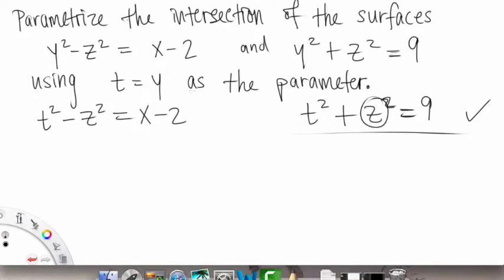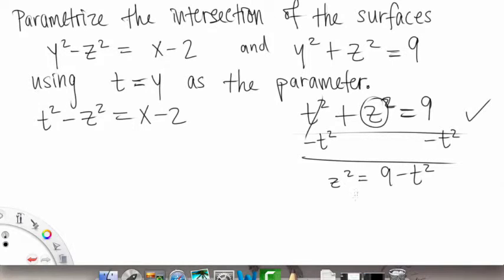We already know that y equals t, because we're using that as our parameter, and now let's solve for z. We're going to have to subtract the t squared from both sides. So we get z squared is equal to 9 minus t squared. Then if we square root both sides, we get z equals plus or minus the square root of 9 minus t squared. So we solved for z. This is what our z component is going to be.